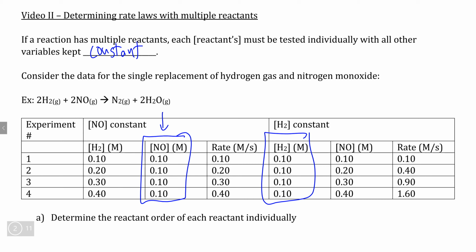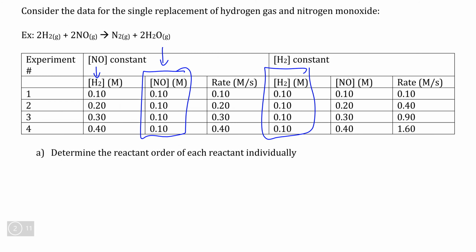So in this first set of data, we see that our concentration of nitrogen monoxide remains constant at 0.10 moles per liter, and therefore it's hydrogen gas's concentration that is the variable, and vice versa for the second data set here. From this, our determination of reaction order is done in exactly the same way. So let's start by determining hydrogen gas's reaction order by comparing data for experiments 1 and 2.